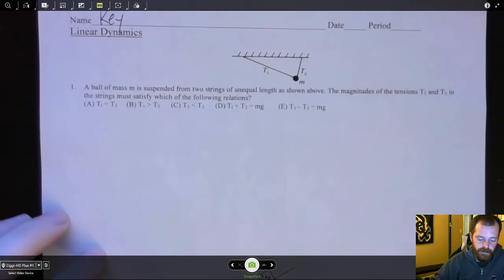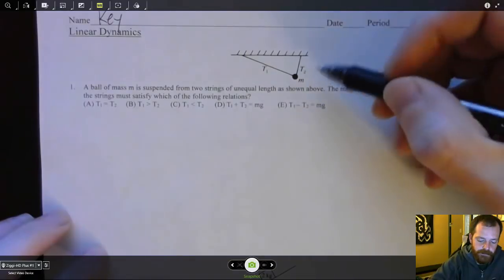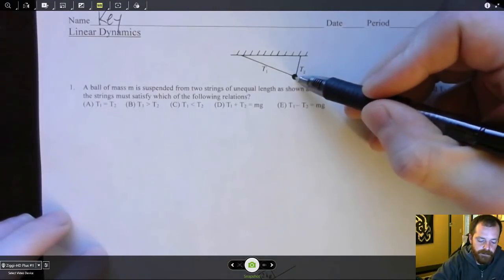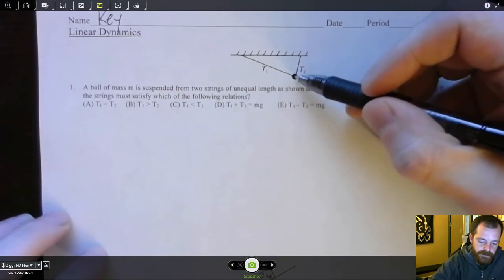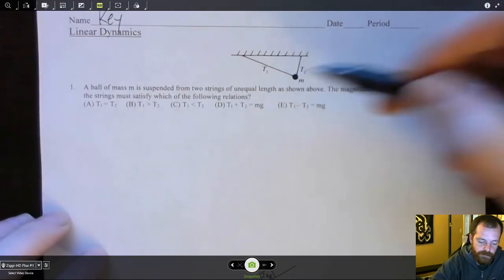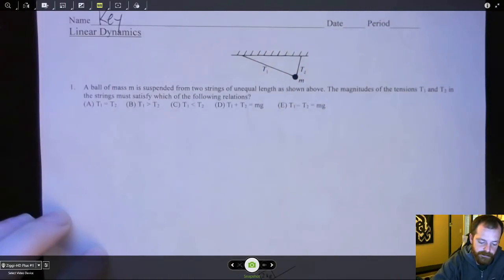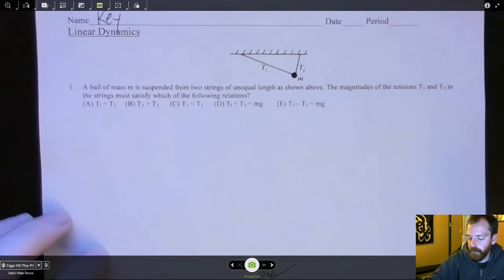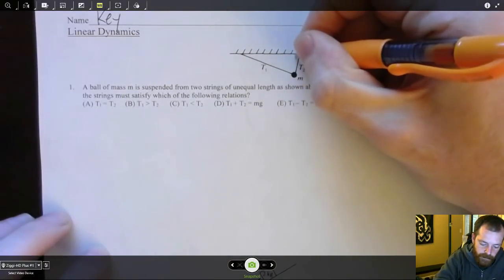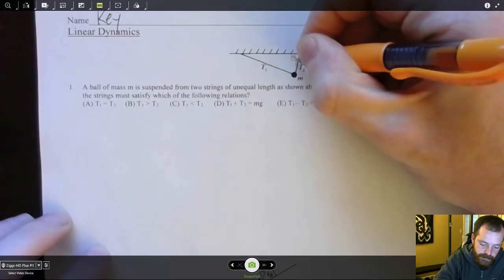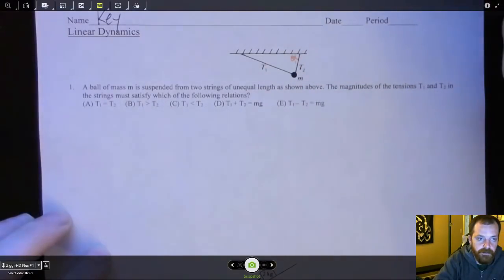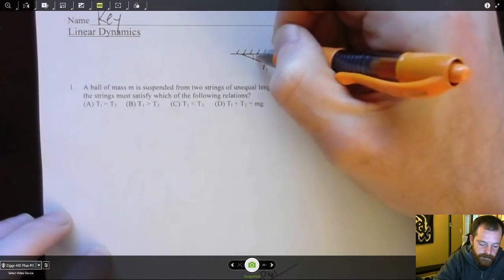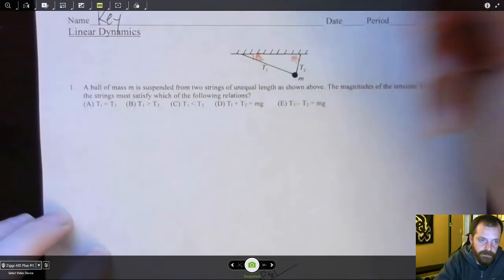Alright, so we're going to look at this first problem here, and what we notice is that we have some sort of object hung stationary from two different massless strings. They're labeled as T1 and T2, and they each have corresponding angles associated with them that aren't labeled, but we can kind of see them. I'll call that theta 1, and I'll call this one over here theta 2, to kind of label them.